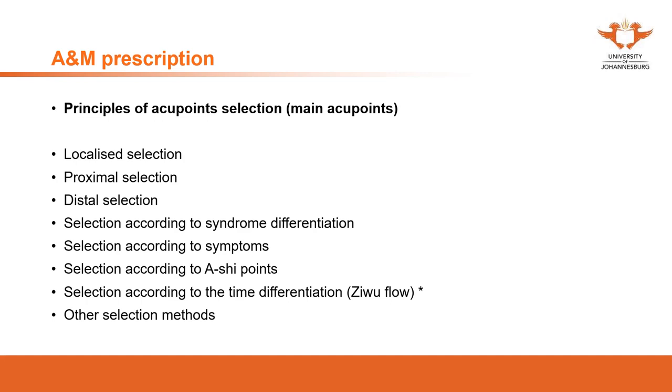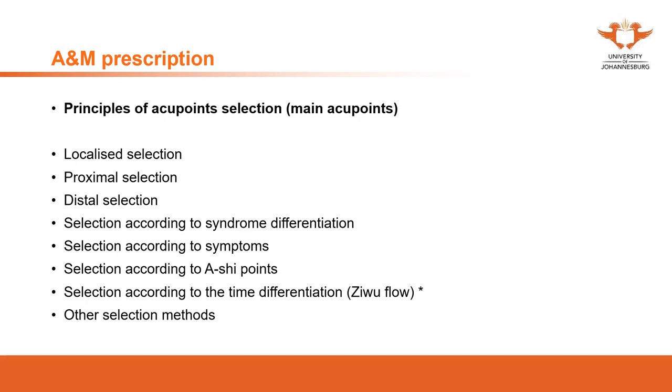Apart from the location, we also need to consider the syndrome differentiations. That will all be discussed in the previous videos. You're going to select the points according to the Zangfu differentiation, to the eight principles. You also can select according to the Qi and blood, body fluid, or the meridian differentiation. Sometimes we also select according to the symptoms. Some points have specific functions for specific symptoms, such as itching. There's one extra point on the leg that can be used for itching.